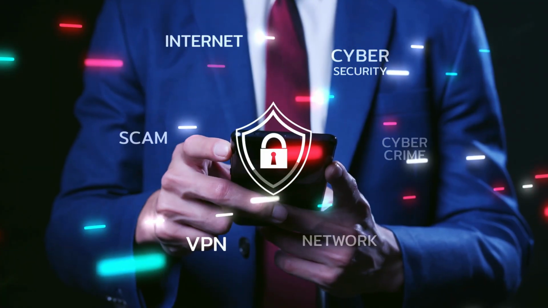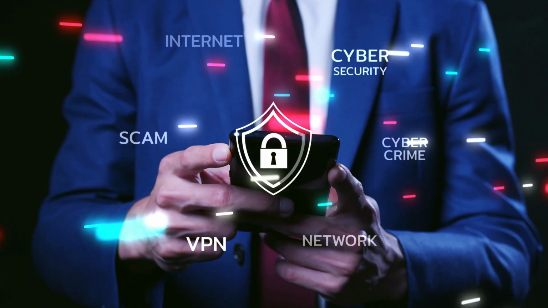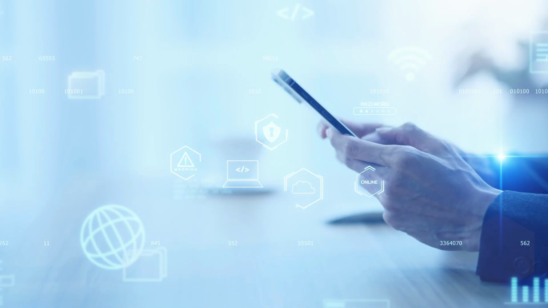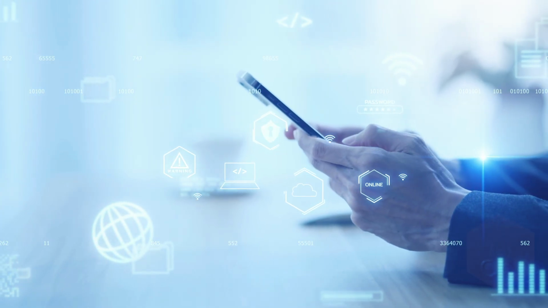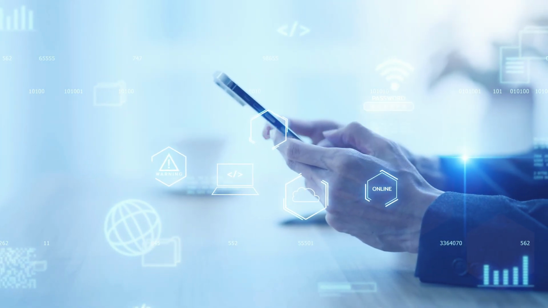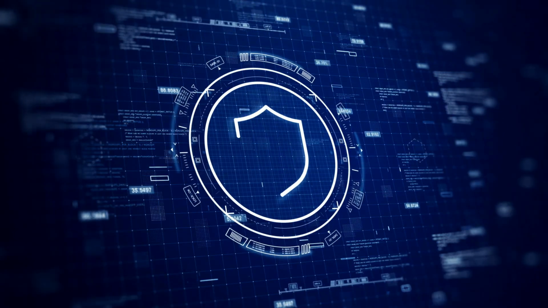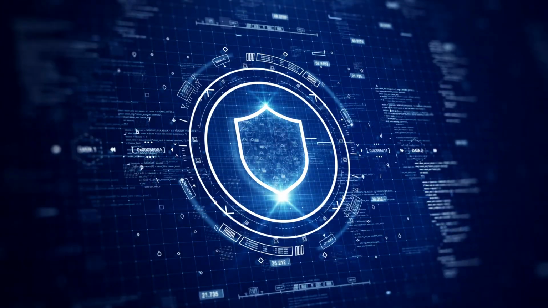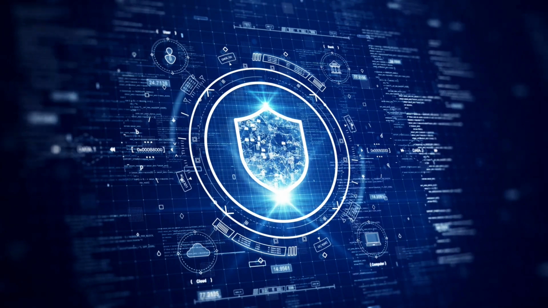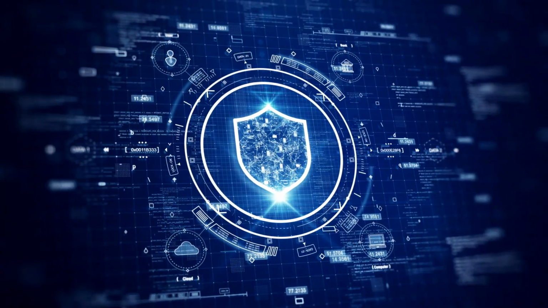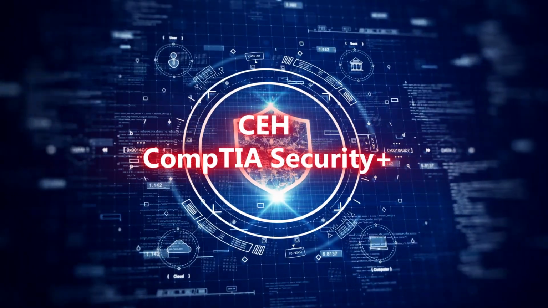And next one is cybersecurity. Why is cybersecurity also important for the Indian IT industry? Digital payments are increasing, and so is hacking. Banks are paying huge money to hire ethical hackers and security analysts. If you love solving puzzles and want a thrilling job, then learn cybersecurity certifications like CEH or CompTIA Security Plus.